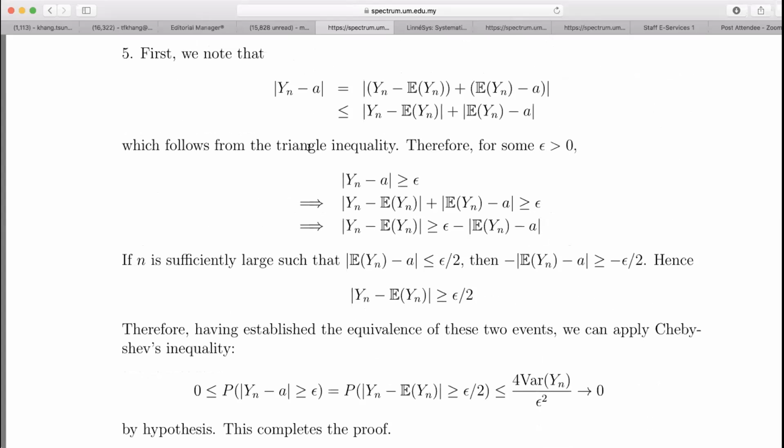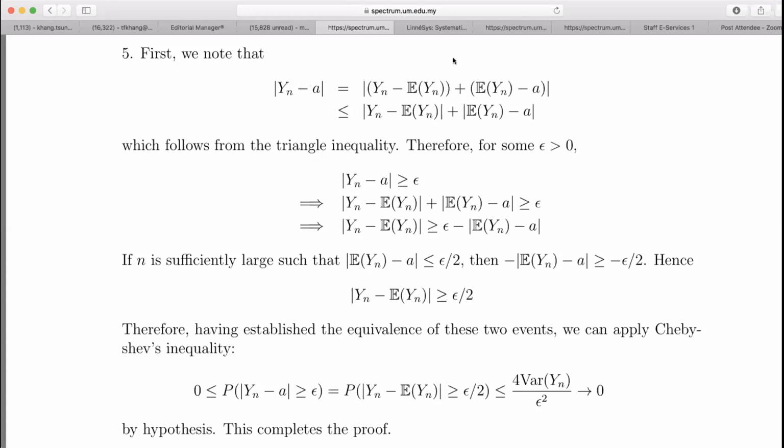Okay. So I'm just going to go through this. Let me annotate. All right. So first thing, because we're going to use Chebyshev's inequality. Okay. So now, first thing we note the following: Yn subtract a.